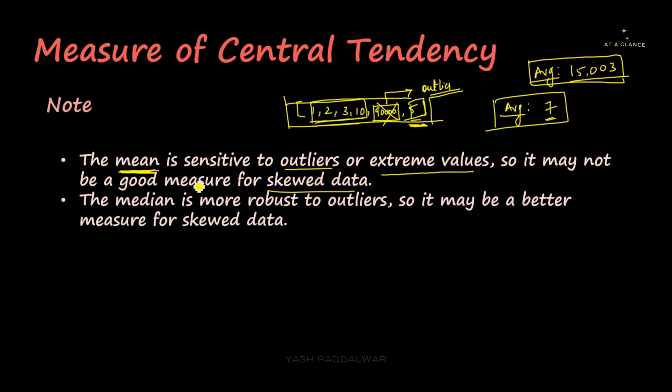The next note is for median. So the median is more robust to outliers, so it may be a better measure for skewed data. So basically understand that skewed data is some data which is not symmetric. Now what exactly is symmetry? I'll just tell you at a glance.